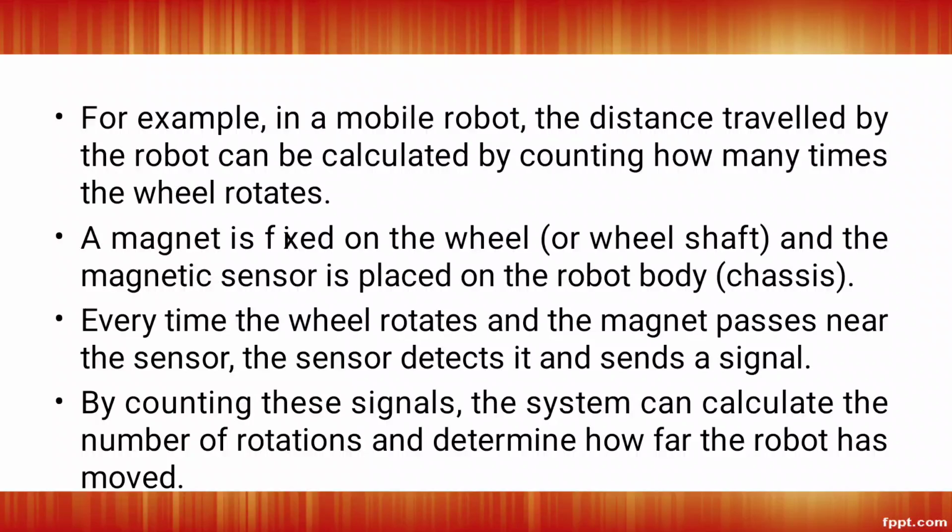For example, in a mobile robot, the distance traveled by the robot can be calculated by counting how many times the wheel has rotated. The magnet is fixed on the wheel and the magnetic sensor is placed on the robot body. Every time the wheel rotates and the magnet passes near the sensor, that is the way we count how many times the wheel rotates.